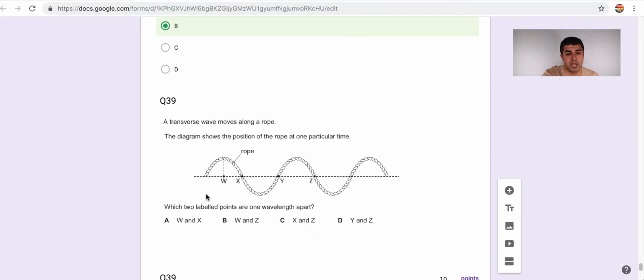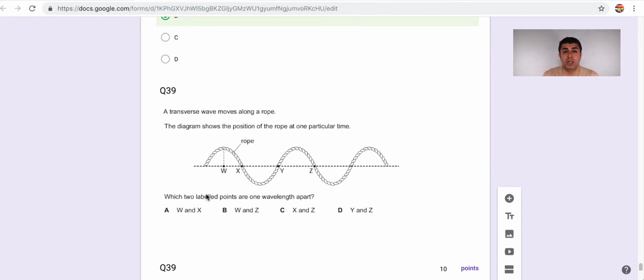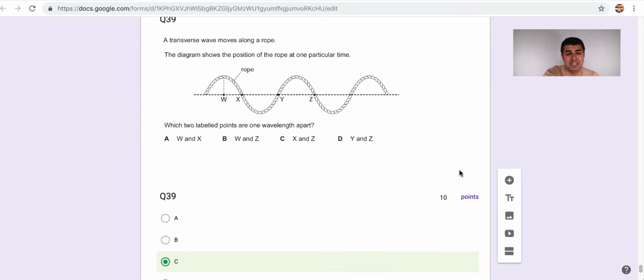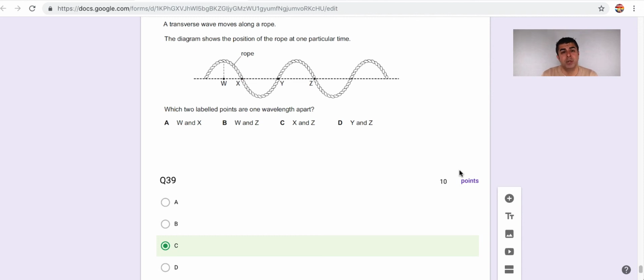Question number 39. A transverse wave moves along a rope. The diagram shows the position of the rope at one particular time. Which two labelled points are one wavelength apart? So if we look at W, X, Y and Z, to be one wavelength apart, it's certainly X and Z, so the answer is C. W and X are half a wavelength apart. In fact, they're a quarter of a wavelength apart. X and Y are half a wavelength apart.